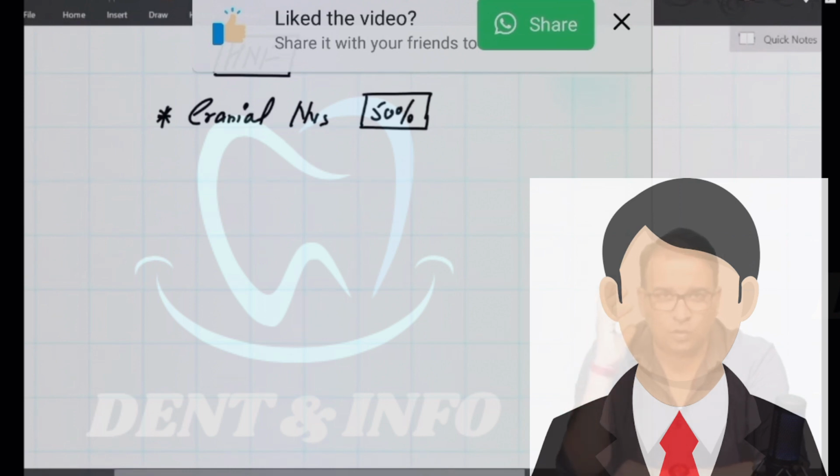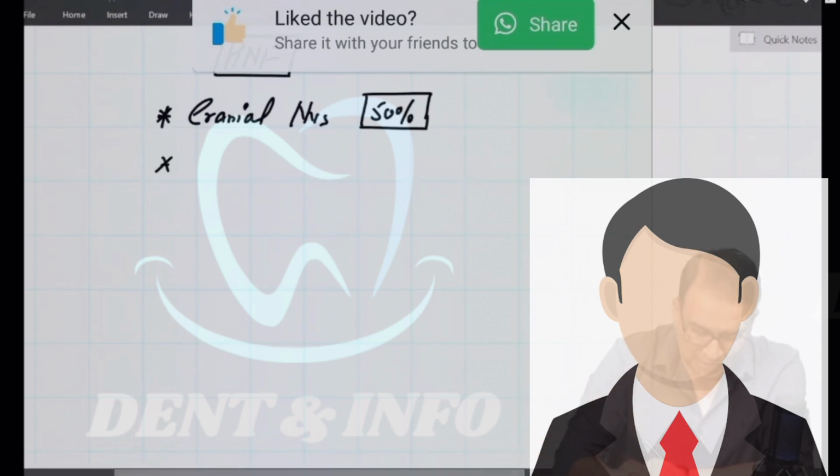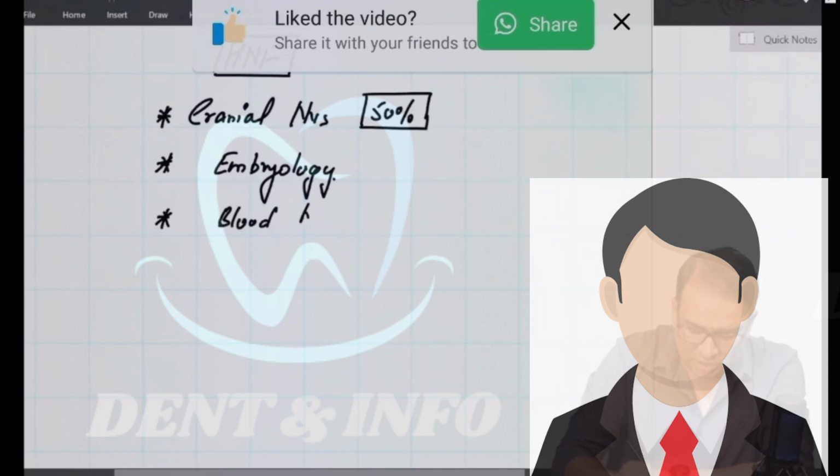I'll be giving a lot of information, but I will try my best to give you this information sequentially so that you will understand it. Once you understand the cranial nerves, we will be in a position to discuss the embryology, because the embryology of the head, neck, and face requires a little knowledge of the cranial nerves, guys. Then our approach will be mainly toward the blood vessels.